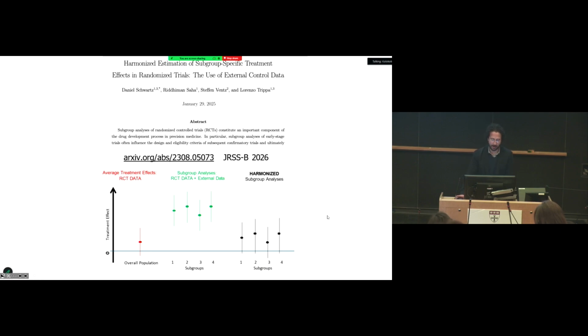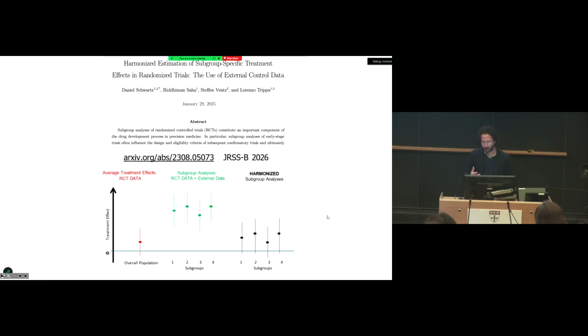What can happen is that you have zero effect in the overall population per protocol, and then you augment with external data, and you see positive or negative effects in every subgroup. Why does that happen? Well, obviously because there's some underlying distortion mechanism. There can be a shift in the measurement of the outcome. There can be an effect of a selection mechanism.